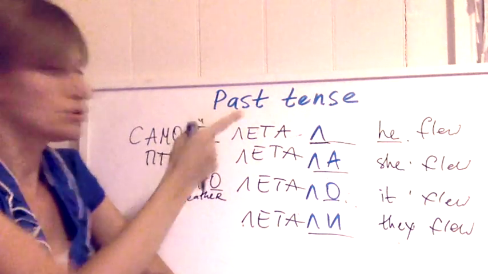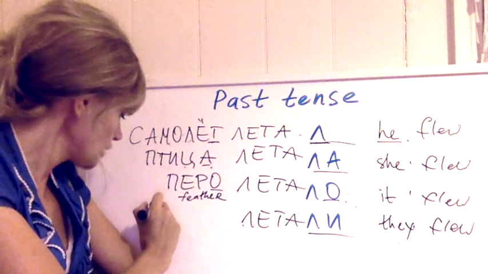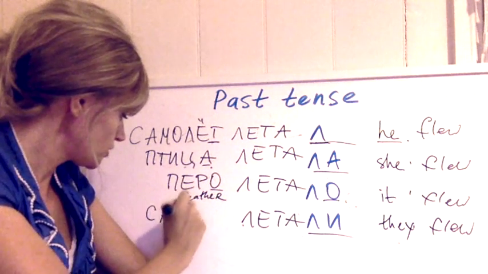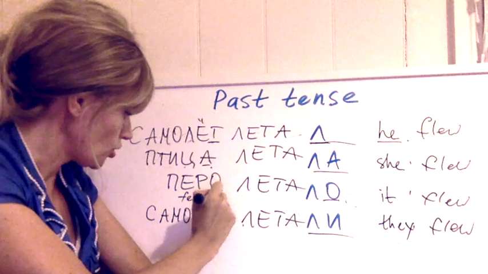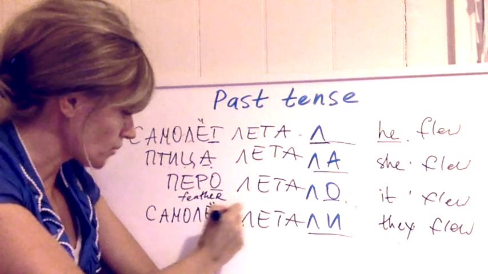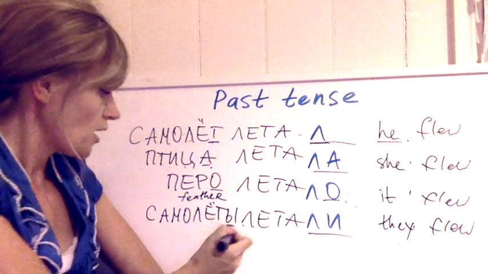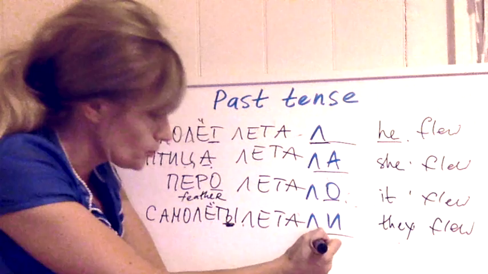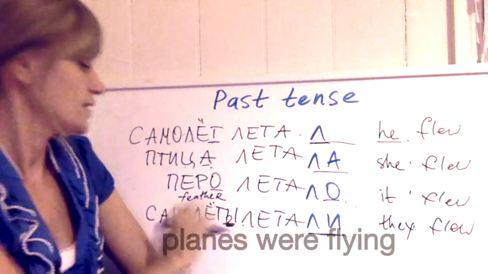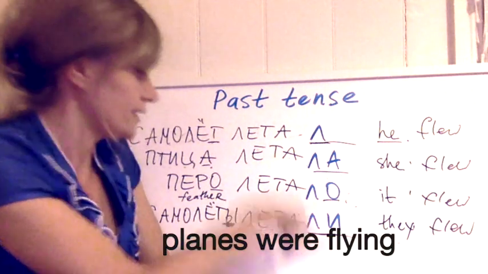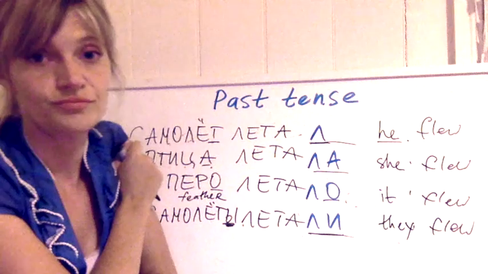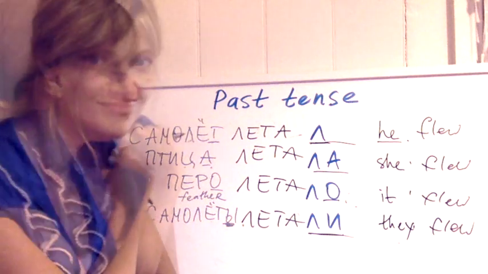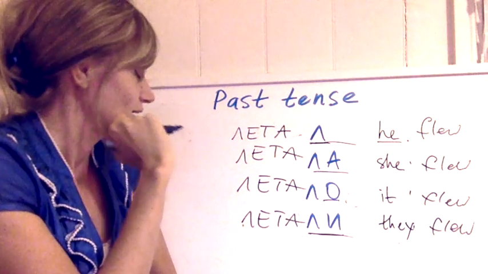Okay, самолеты, planes. We're not gonna invent new words. Самолет, one. Самолеты, plural. Plural here. Самолеты летали. Хорошо? Good. We have a song.